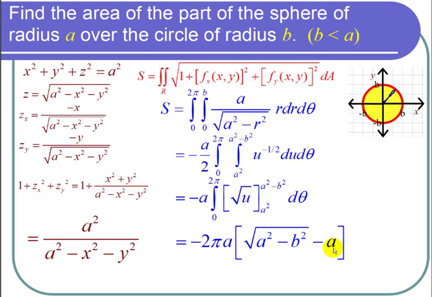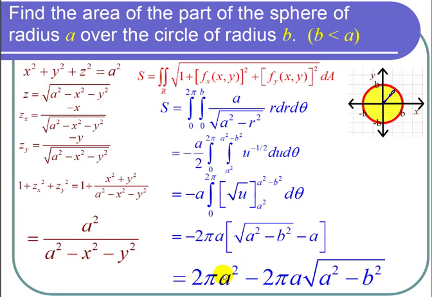So finally, let's multiply the negative 2 pi a through. And also switch these around so I can get a positive in front. And I get the final answer is that the area of the part of the sphere of radius a over the circle of radius b is equal to 2 pi a squared minus 2 pi a times the square root of a squared minus b squared. And I'm done with the problem.